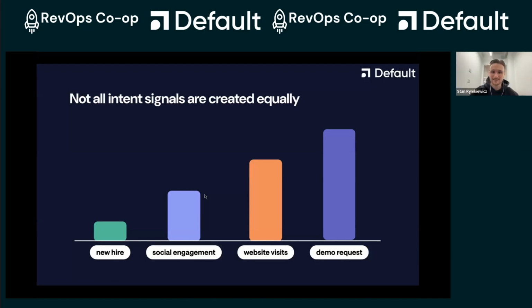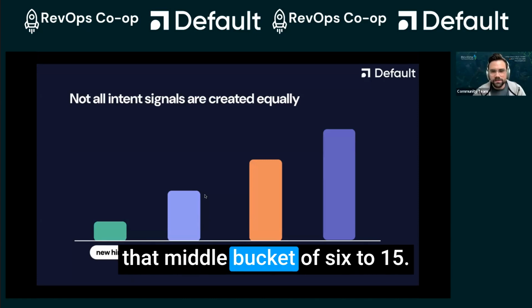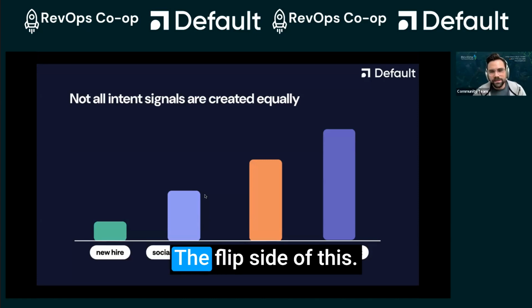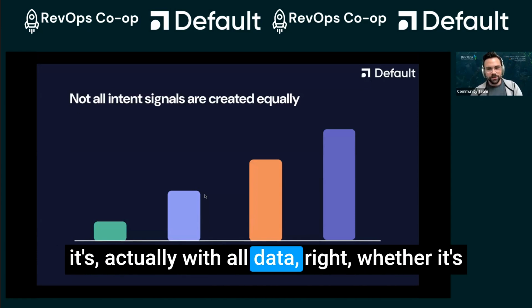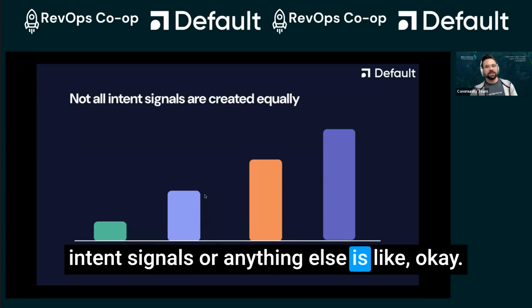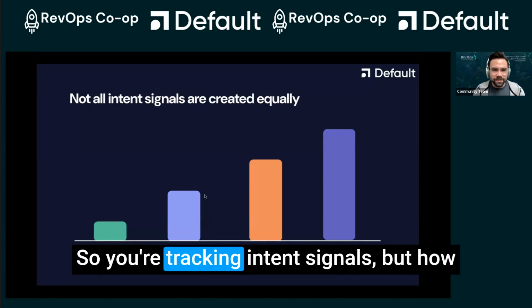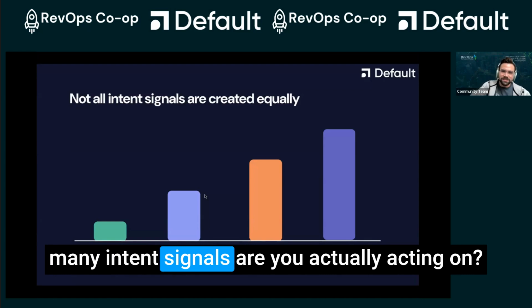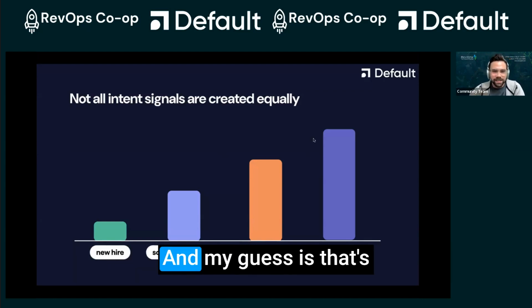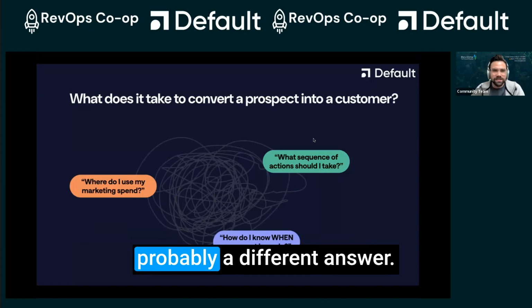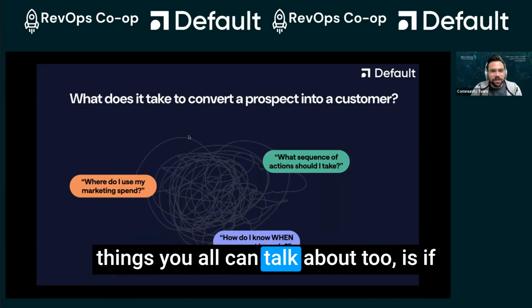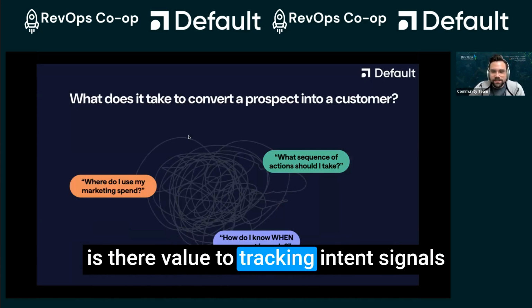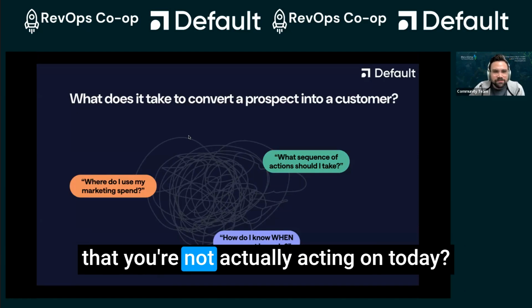Nice. It seems like most folks are in that middle bucket of 6 to 15. The flip side of this, and I know you're going to talk about it, is that with all data, whether it's intent signals or anything else, you may be tracking intent signals, but how many are you actually acting on? My guess is that's a different answer. And maybe you can talk about whether there is value in tracking intent signals that you're not acting on today.